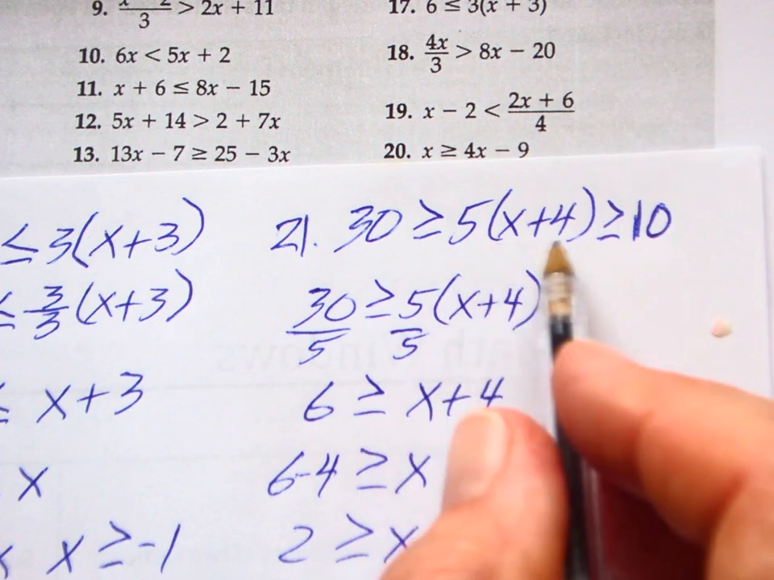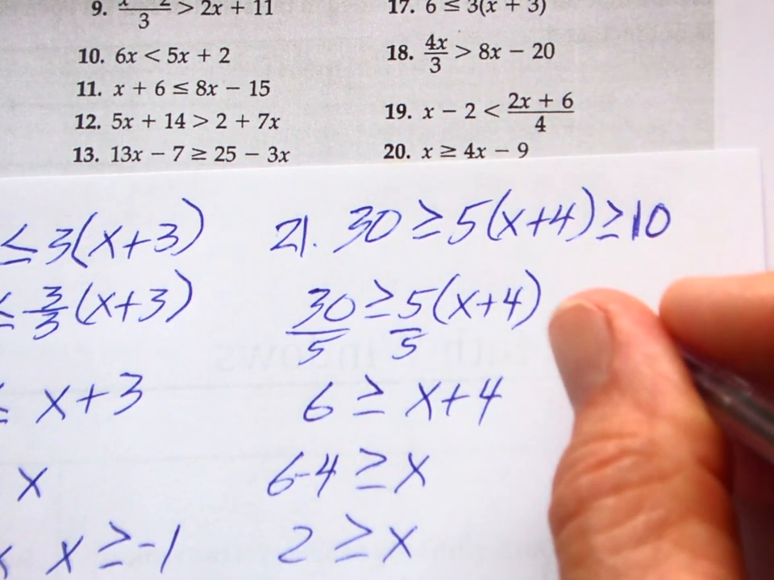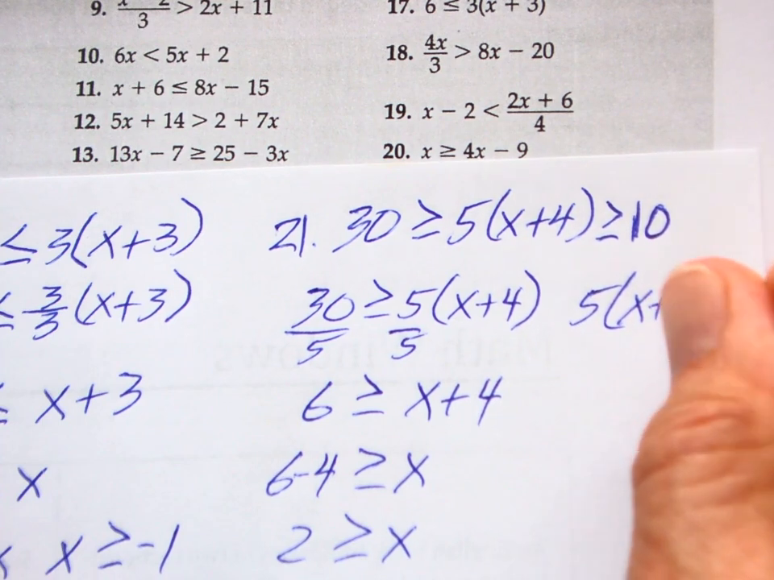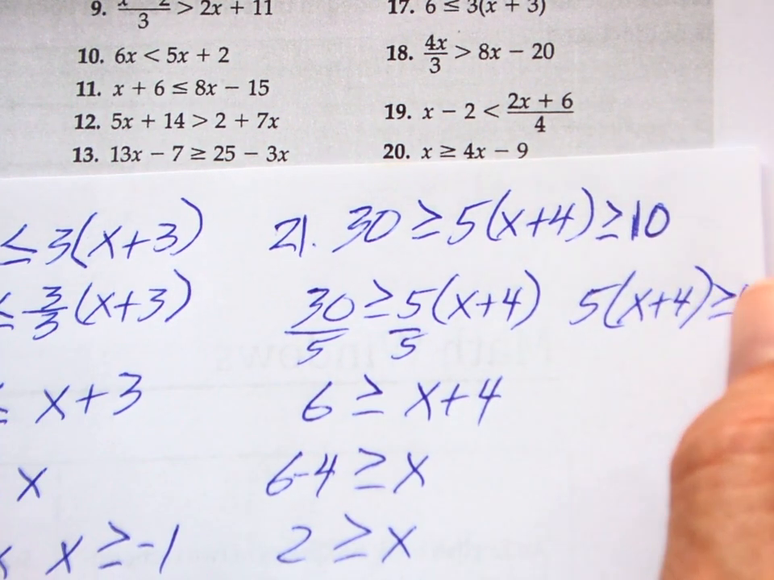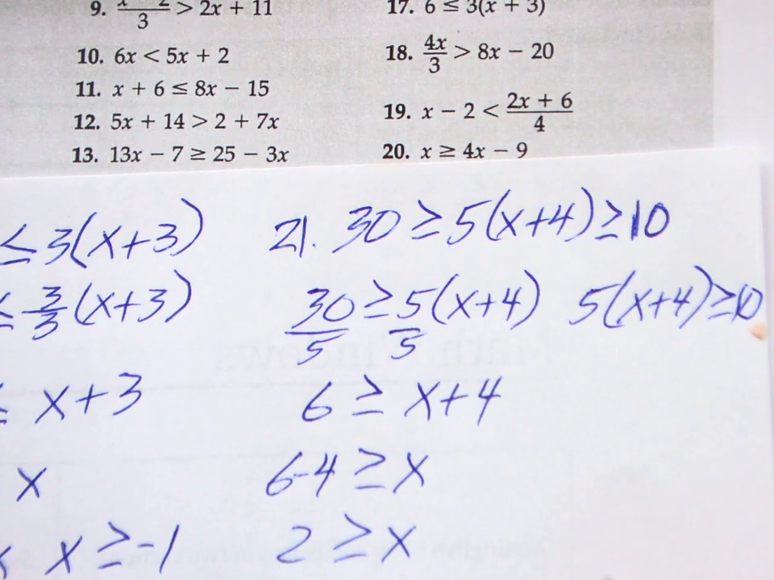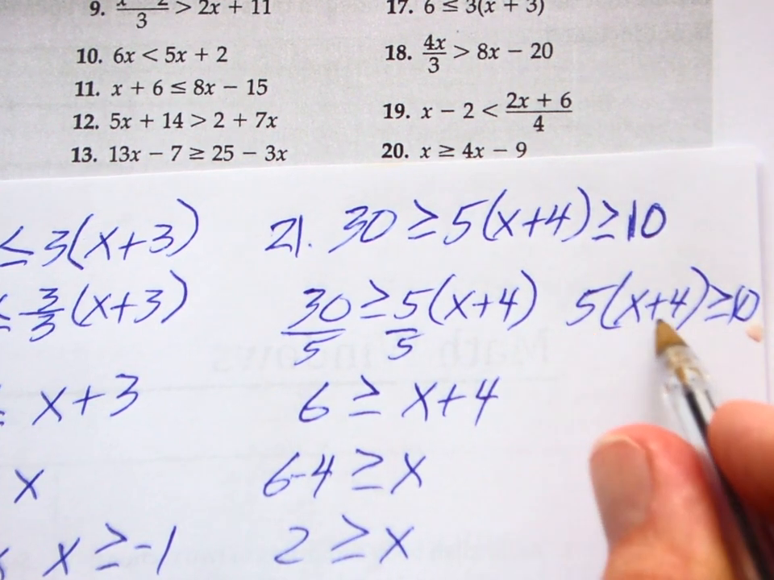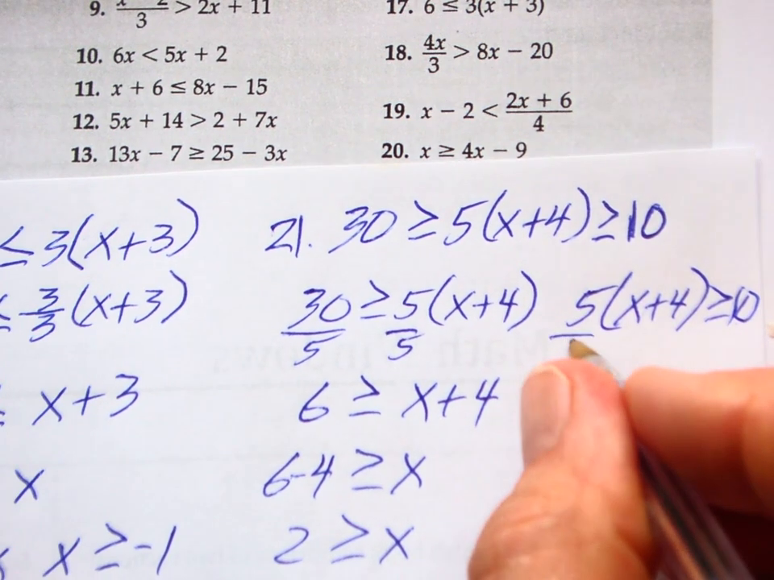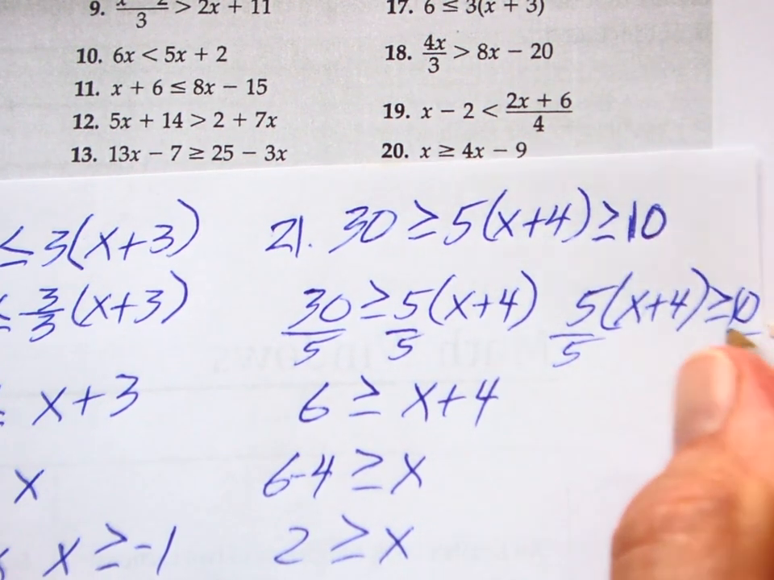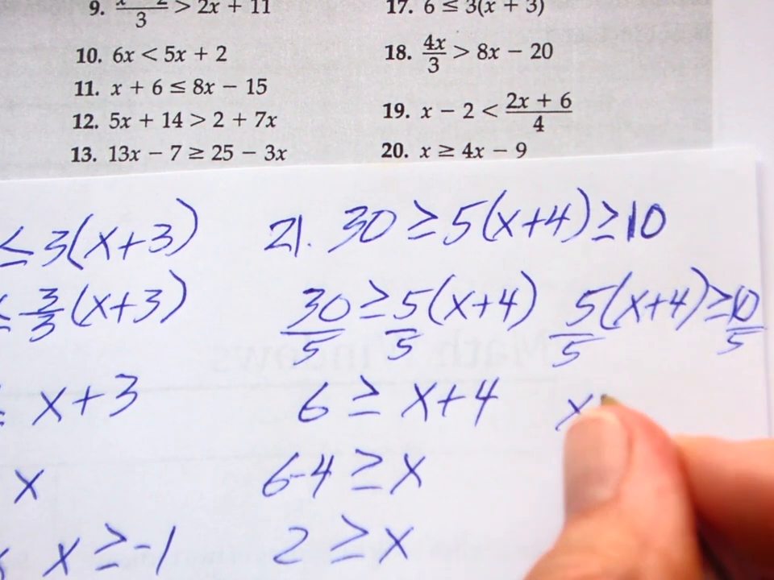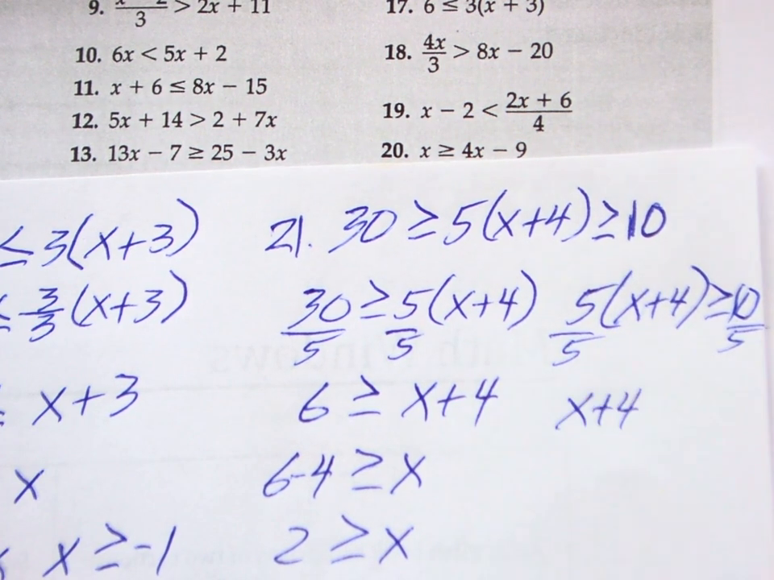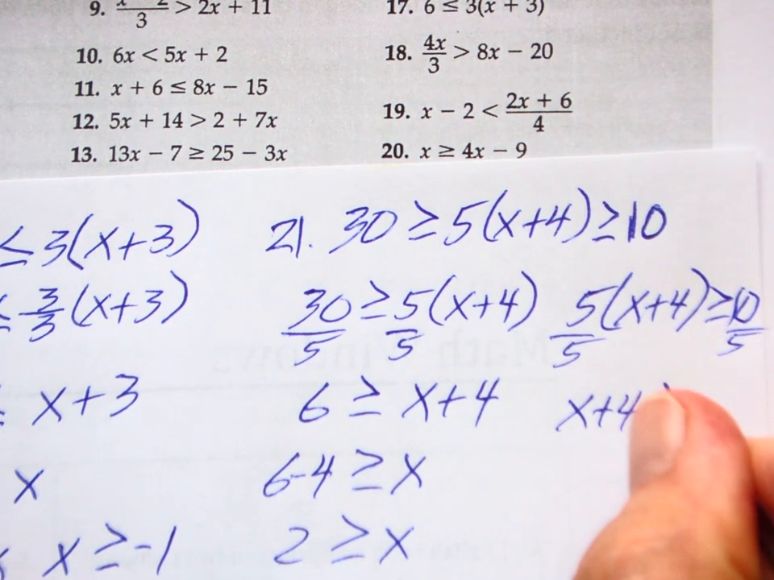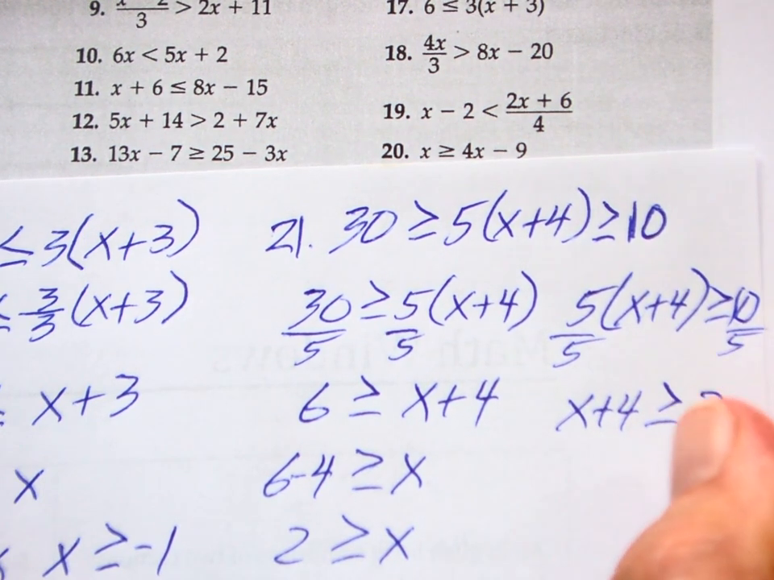Now I'm going to do it again, but I'm going to do this is greater than or equal to 10. So 5 times x plus 4 is greater than or equal to 10. I barely fit. So again, I could multiply the 5 times this, or I can divide both sides by 5 and get rid of that 5. That's what I'm going to do. Divide both sides by 5. I end up with x plus 4, because 5 divided by 5 is 1. 1 times x plus 4 is x plus 4. Is greater than or equal to 2.